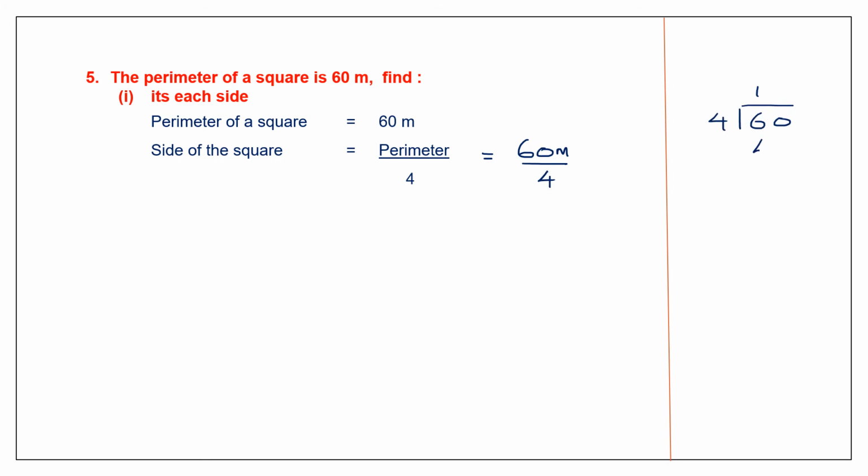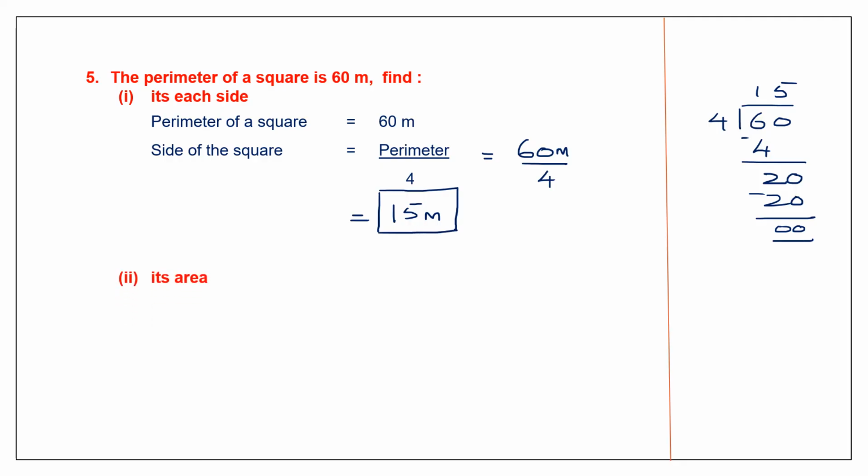4 ones are 4 minus 2. I bring down 0, it's 20. 4 fives are 20. So minus 0. So I have found the side of the square to be 15 meters. So that's the first thing that we have found. Each side is 15 meters.